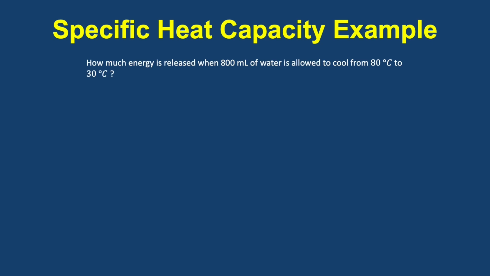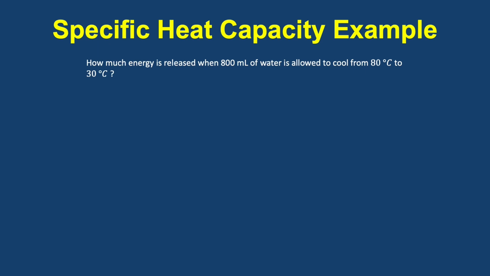Here's a new question. How much energy is released when 800 ml of water is allowed to cool from 80 degrees Celsius to 30 degrees Celsius? This is a new question because we've got a couple of new things happening in this question. First of all, we're not dealing with copper, we're dealing with water, so we'll have to look up the specific heat capacity of water. Secondly, our delta T is actually negative this time because the new temperature, the final temperature, is less than the initial temperature.